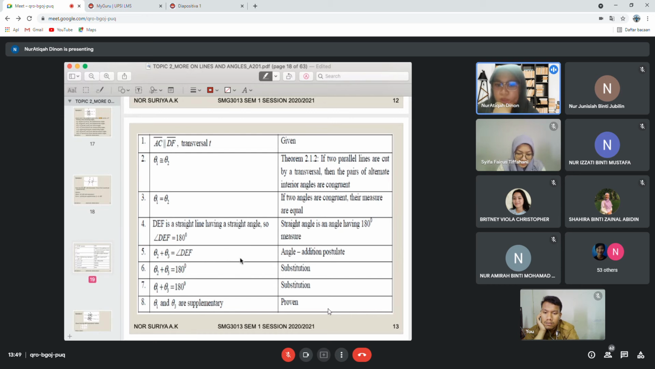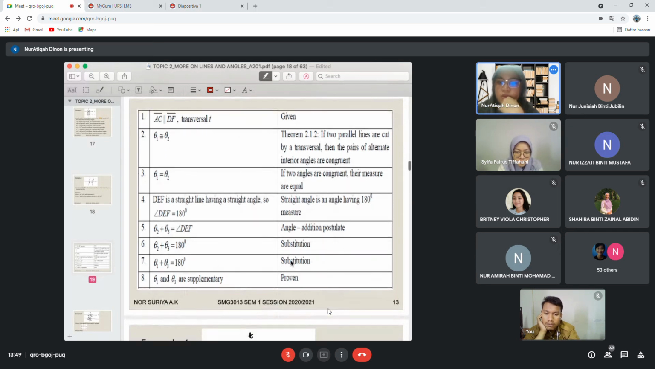See, when I talk about this one, it's going to talk about the step before. It's not talking about the next step, the step that we're going to use to get the following step. So 7, from the substitution, we know that theta 1 equals theta 2. So from theta 2 here, we substitute it with theta 1 over here. So the reason is substitution. When it's equal to 180 degrees, it shows us that theta 1 and theta 3 are supplementary.